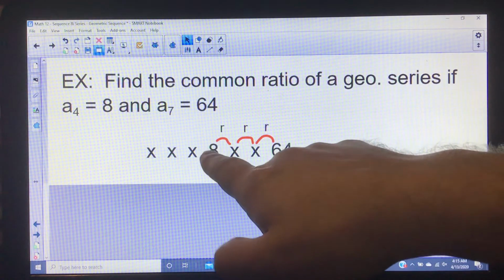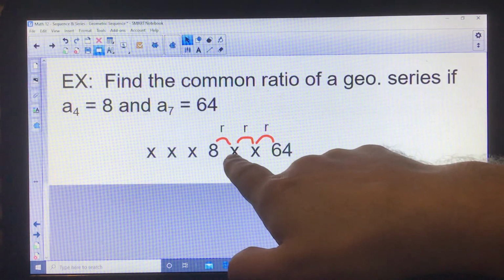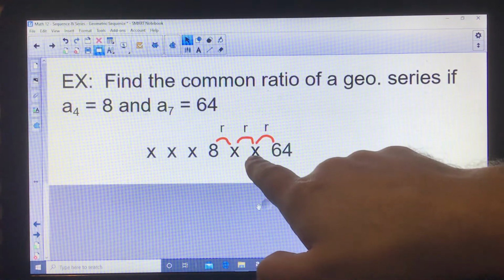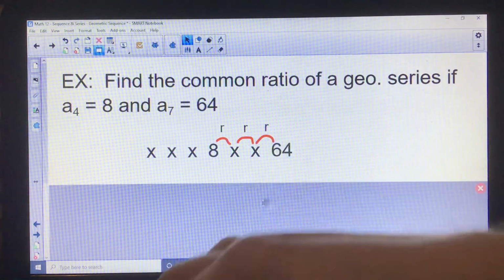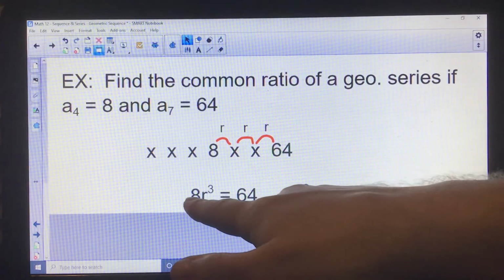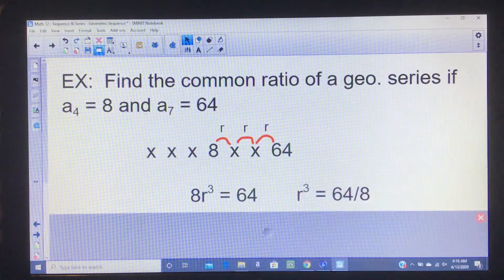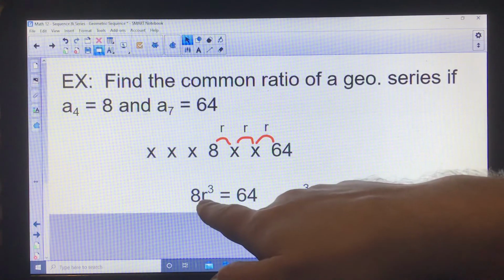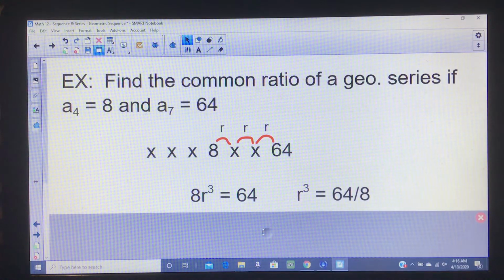Well, by definition, if I multiplied by that common ratio, I'd get this number. And then do it again, I'd get this number. Then do it the third time, and I would get this number. I could set up an equation with that. If I do 8 times r times r times r, if I multiply by r 3 times, that's like cubing it. So if I take 8 times r times r times r, I should get 64. Now, if I solve this, I actually get the structure of the formula.